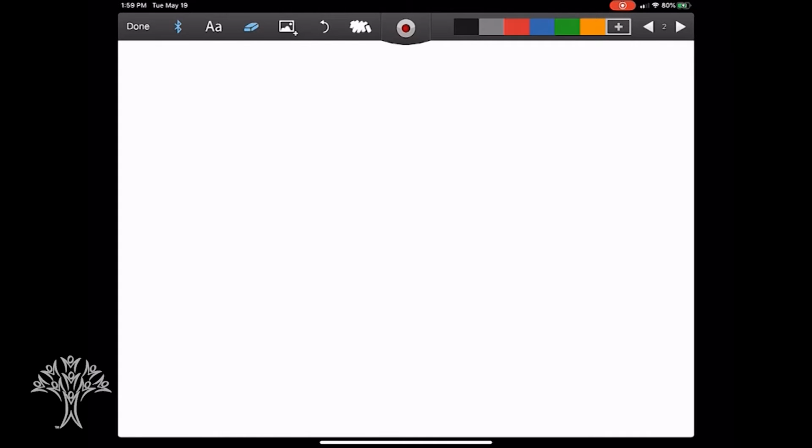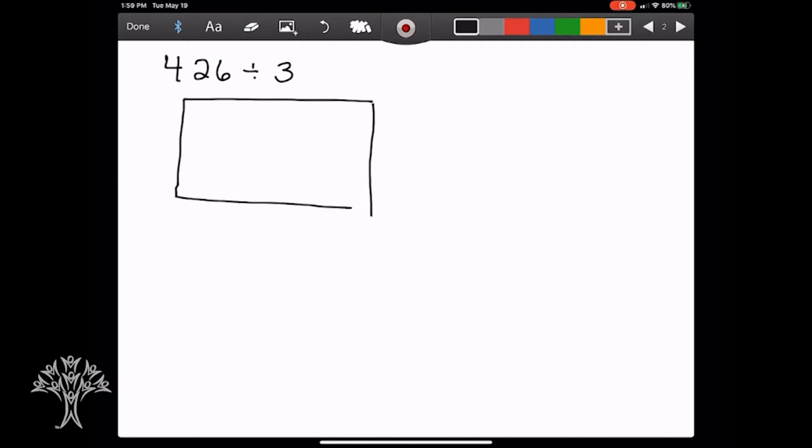So we're going to start off with the problem 426 divided by 3. And we're going to talk about how I can use the place value model, so a place value chart, to help me solve this. So you probably know from your younger years that we used a chart like this quite often to show the value of numbers in different place values.